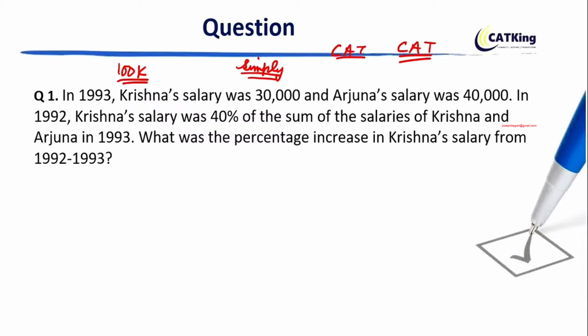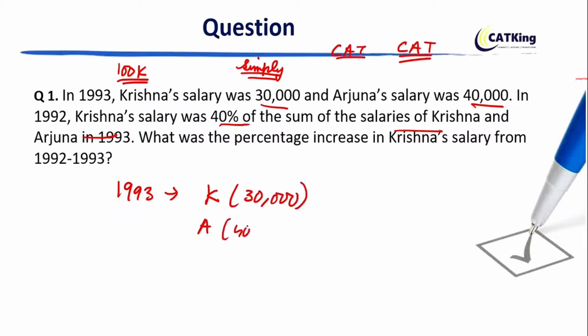Okay, so I hope you guys have tried it out. What's the question? In 1993, Krishna's salary was 30,000, Arjuna's salary was 40,000. And in 1992, Krishna's salary was 40% of the sum of salaries of Krishna and Arjuna. Fairly simple question. So 40% of 70,000, correct? I need not calculate, guys. I have to avoid calculations at all cost, and that is the key. The key is avoiding calculations.